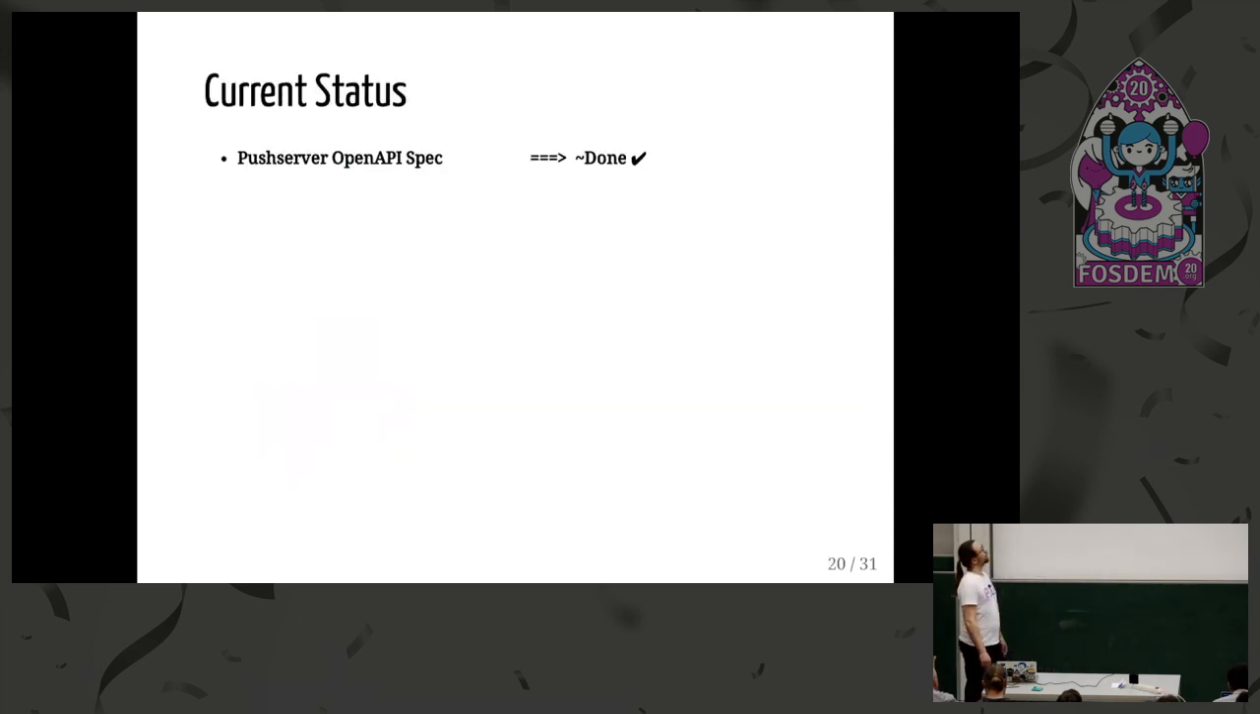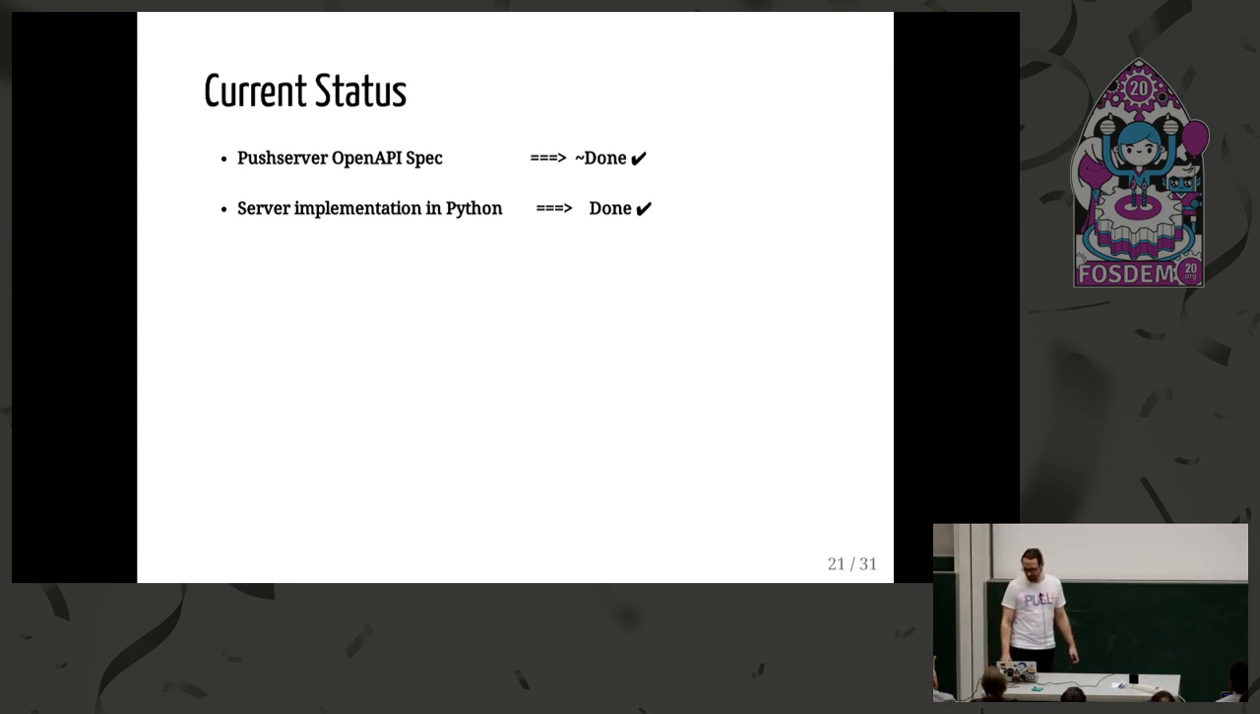So that's the current status. There's an open API specification of the server part. That's roughly done, probably pending a few changes as we go along. There's a corresponding server implementation in Python, which is kind of meant as a prototype for seeing if this whole thing is viable. It's relatively thin, so implementing the same API in a different language would not be that hard.